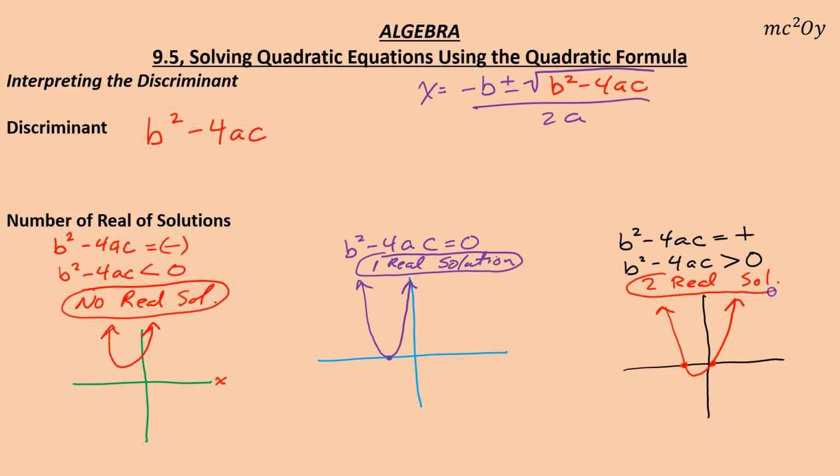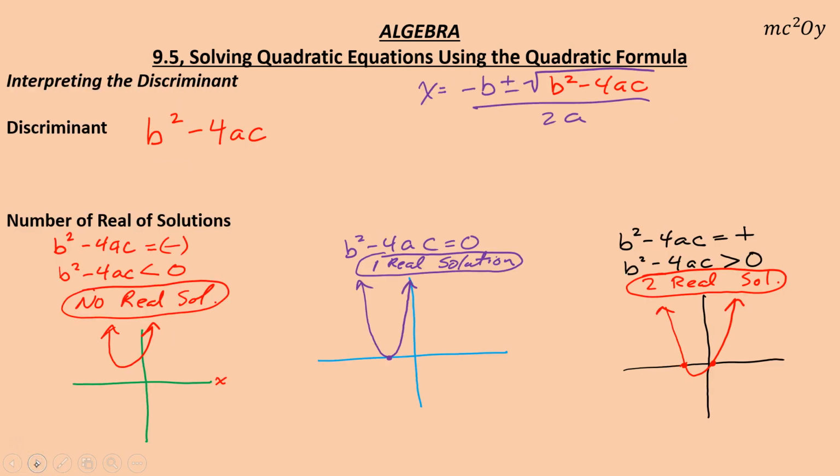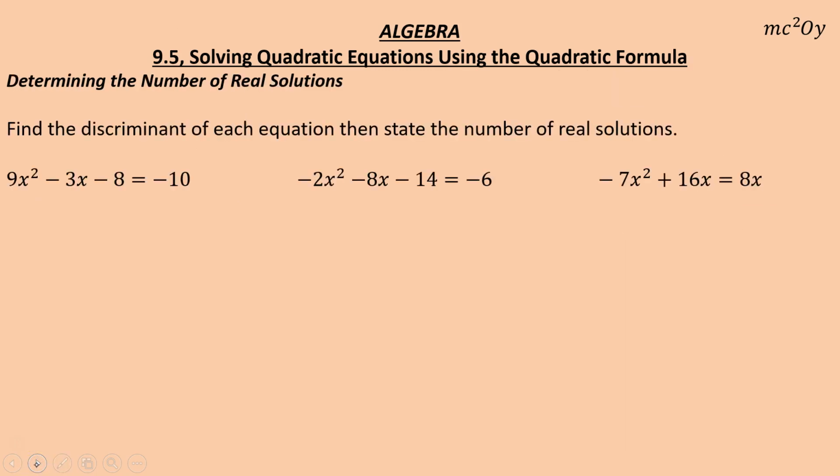Okay? Now that's pictorially, but we did that algebraically on the previous slide, right? We had that b squared minus 4ac equal to 0, b squared minus 4ac was positive, b squared minus 4ac was negative. We had one solution when it was 0, two solutions when it was positive, no solutions when it was negative. Okay? Pictorially, that's what's happening. Okay, so let's go ahead and use that discriminant to actually look at some problems and figure out how many real solutions there are. So find the value of the discriminant, then state how many real solutions.